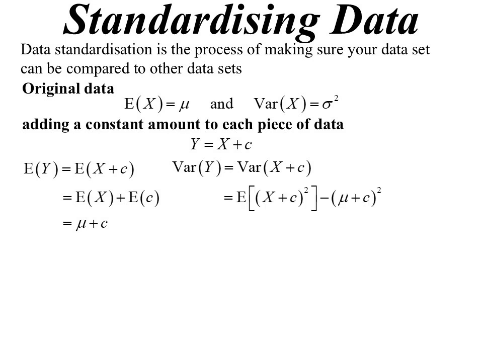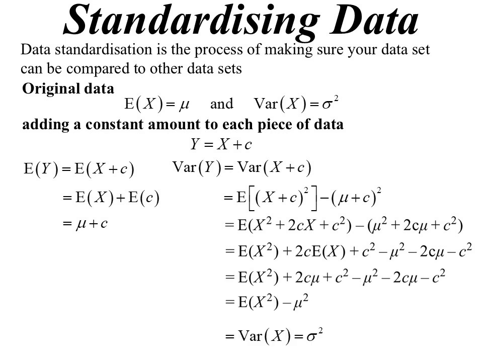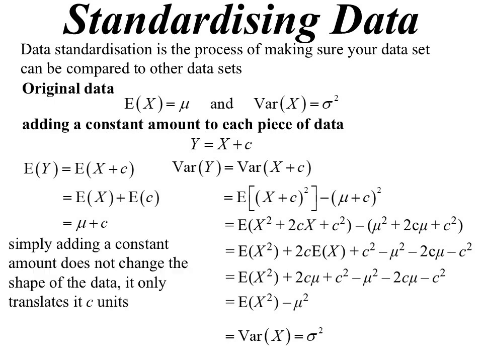It's now the variance of x plus c. Remember, variance is the expected value of it squared minus the average squared. So this would be the expected value of x plus c squared minus the average plus c squared. And again, I could expand out, group things together, and we end up with the variance. It doesn't change. Well, again, think about it. That makes sense. Simply adding a constant amount doesn't change the shape of the data. It just basically shifts the curve. That's all we've really done. So if that was the original data, and we just added c to everything, it's still the same curve. The spread's exactly the same.